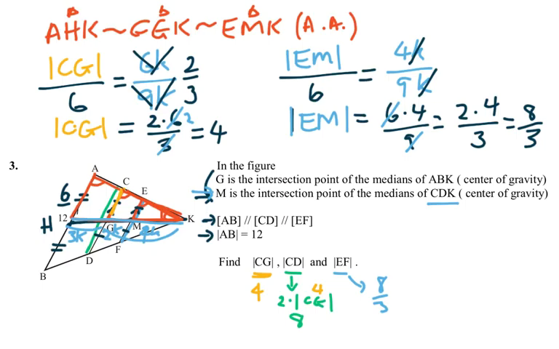The important parts were using this ratio here in blue along this median line here, and also using the similar triangles that we saw by constructing the line through G and M.